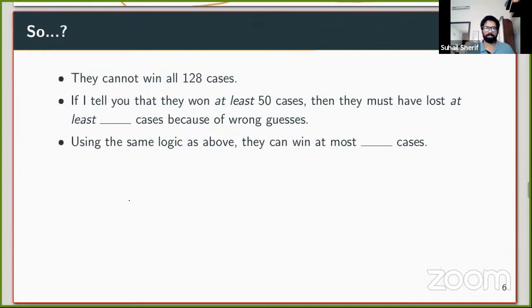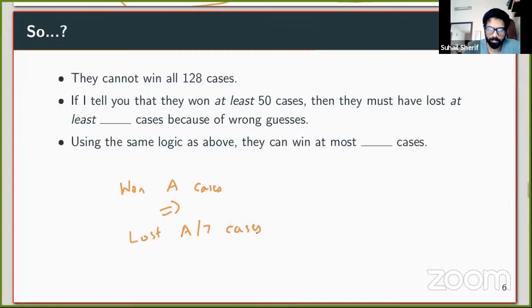So now we can ask, what is the maximum number that they can possibly win? We know that if you've won A cases, this implies that you've lost A by 7 cases. So overall, there are 128 cases. Let's see what the maximum number that you can win is. That would be A plus A by 7 is equal to 128.